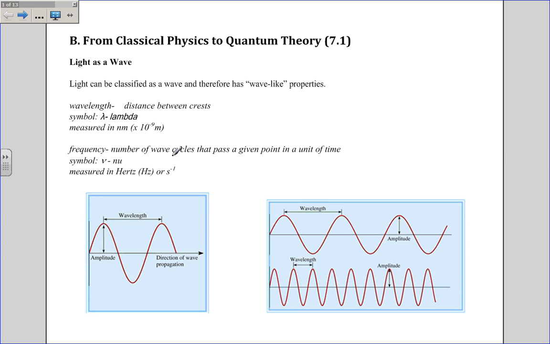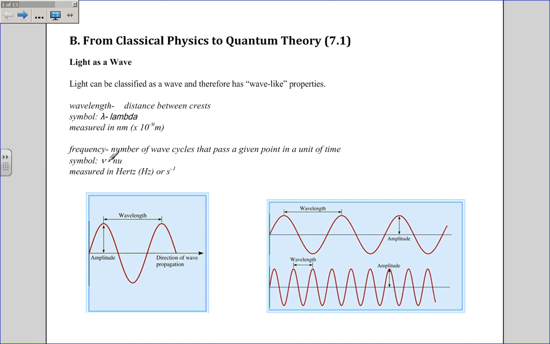The frequency of a wave is the number of wave cycles that pass a point in a given unit of time. So if we're looking at this wave as it passes by, we can see how many times it will pass this particular point. If you imagine dropping a rock into the water and the waves that it produces, you would look at one particular point and look at how many waves pass that point per unit of time.